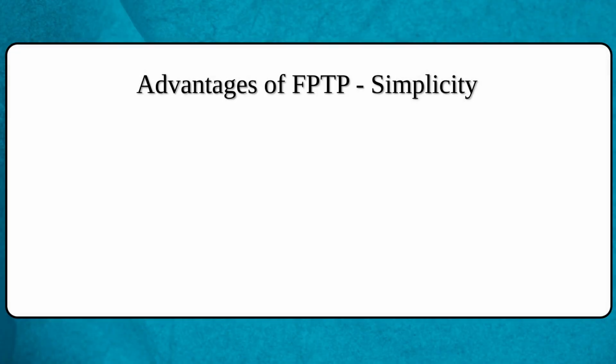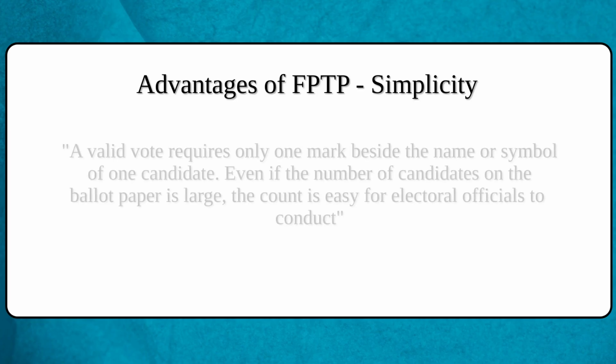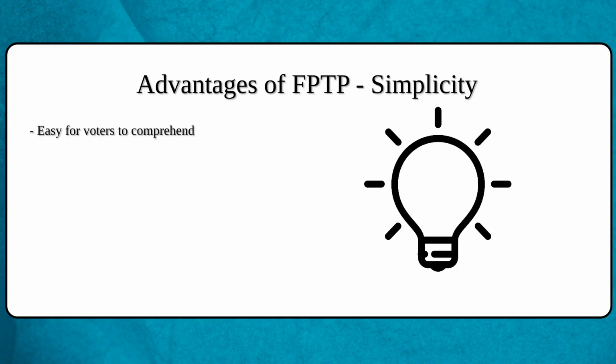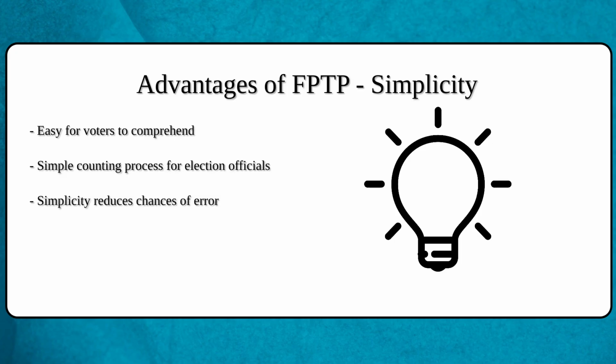There are many reasons as to why a country or state would want to use first past the post, with perhaps the most important one being that it is simple and easy to understand. Indeed, as the ACE Electoral Knowledge Network explains, a valid vote requires only one mark beside the name or symbol of one candidate, and even if the number of candidates on the ballot paper is large, the count is easy for electoral officials to conduct. An electoral system in which it is both easy for the average voter to understand and where determining the winner is straightforward is desirable, since it reduces confusion and conflict with vote counts along with reducing the chances for error when one fills out the ballot.